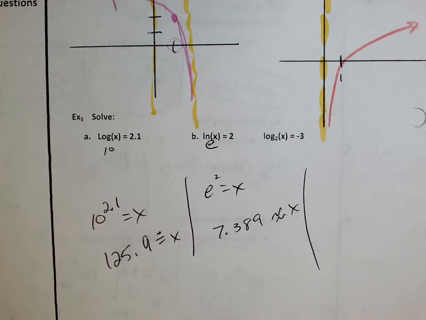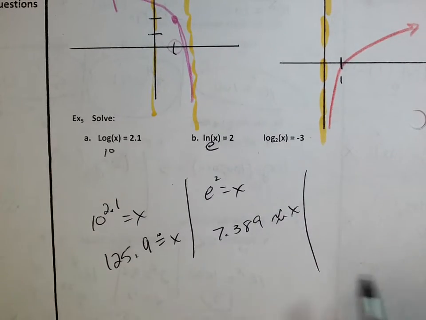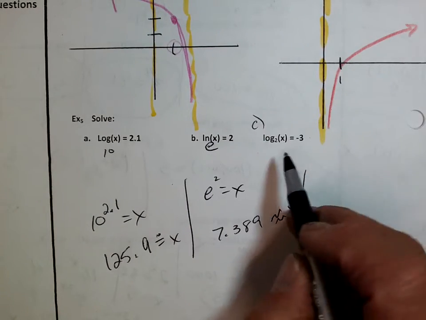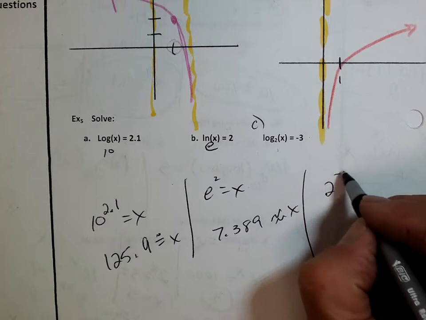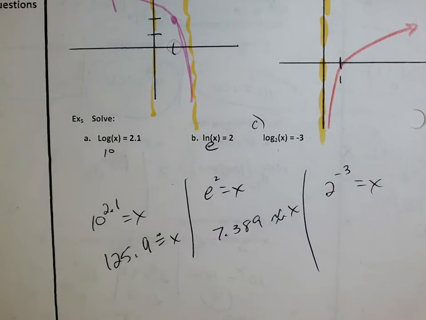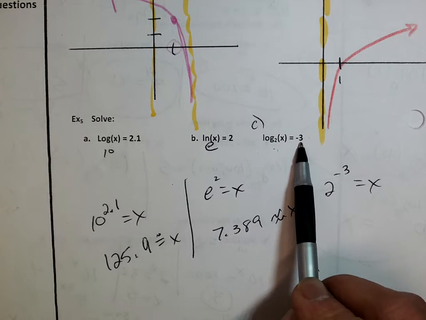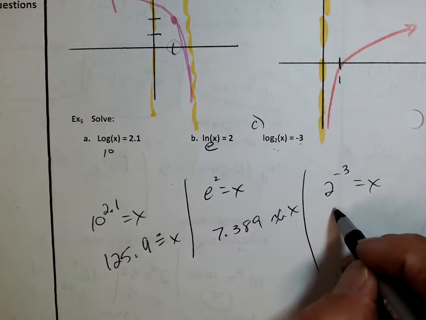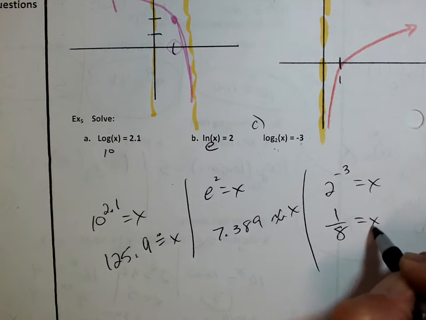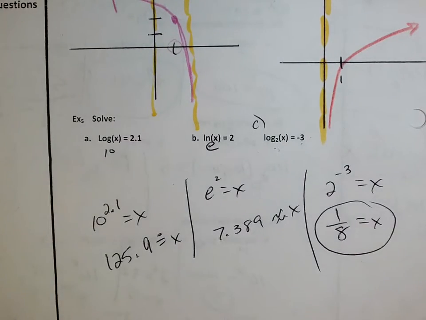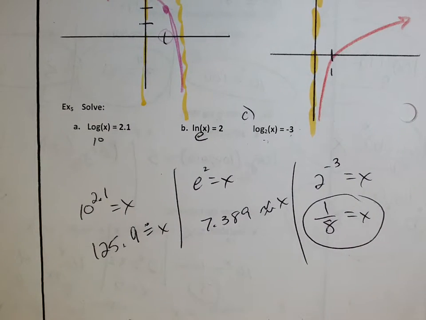And then number 3, or c, 2 to the negative 3 equals x. 2 to the negative 3 power equals x, or 1/8. How did I get 1/8? Sky, you were talking about this earlier. Negative exponent, right? So it's 1 over 2 cubed, 2 times 2 times 2, or 1/8.